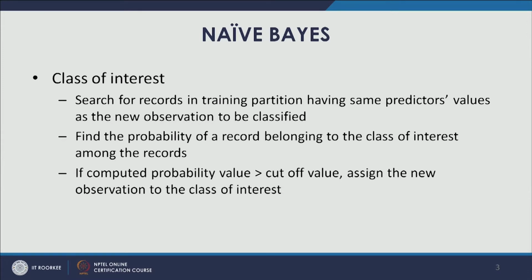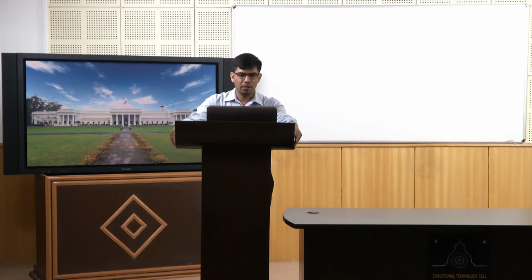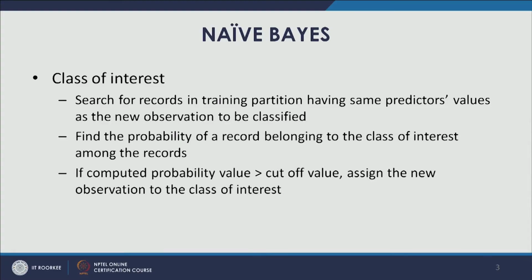So, this step is the same as in the previous approach, where we go by the majority decision rule or the most prevalent class. We again have to find the records in the training partition which have the same predictor values as the new observation. Once this list is known, we can find the probability of a record belonging to the class of interest among the records in the list that we have identified.